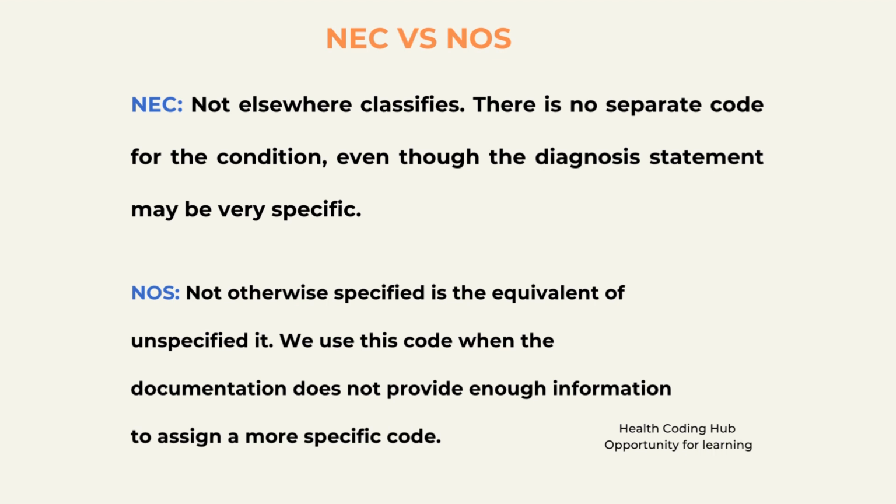What is NEC and NOS? NEC means not elsewhere classified. There is no separate code for the condition even though the diagnosis statement may be very specific. On the other hand, NOS, not otherwise specified, is the equivalent of unspecified. We use this code when the documentation does not provide enough information to assign a more specific code.